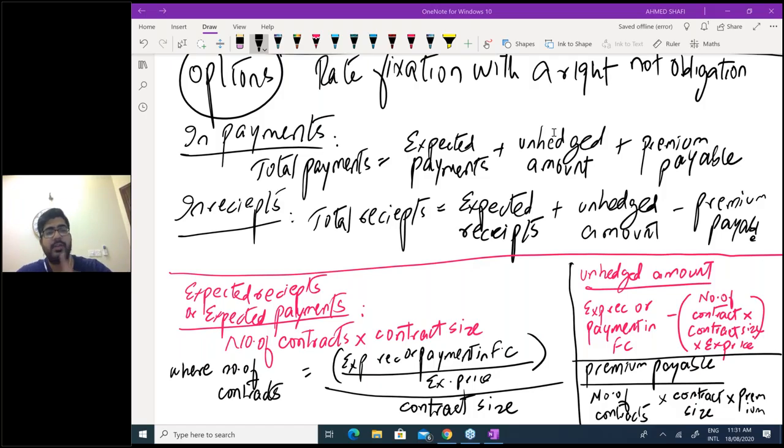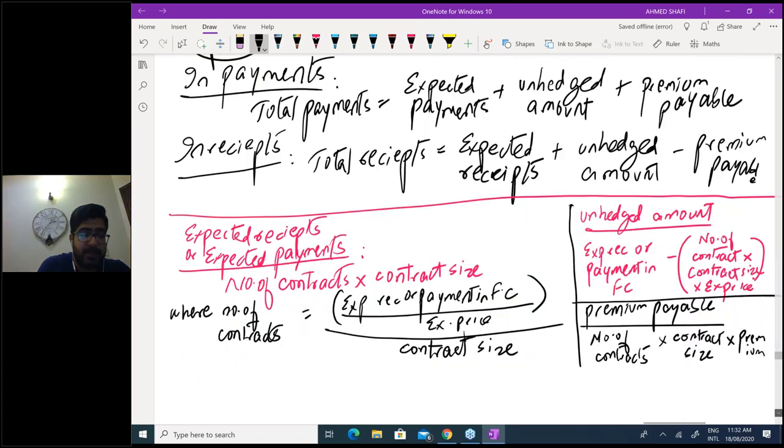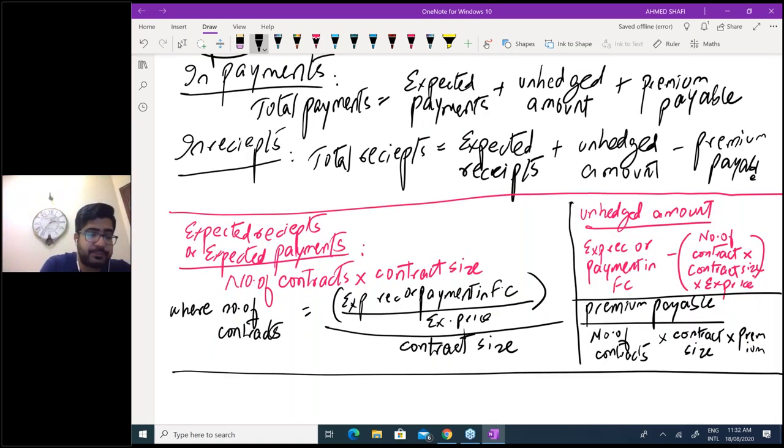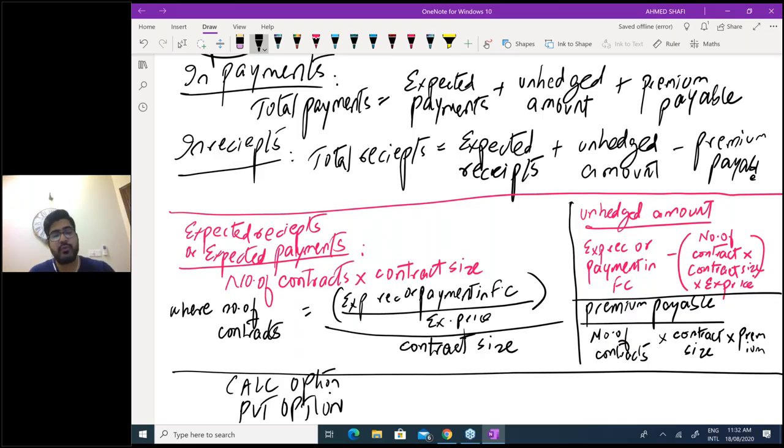Now there are two types of options. One is called a call option and one is called a put option. Many students are worried about this and keep asking, and this is the main thing where students lack. There are two types of option: call option and put option. When to use which option?